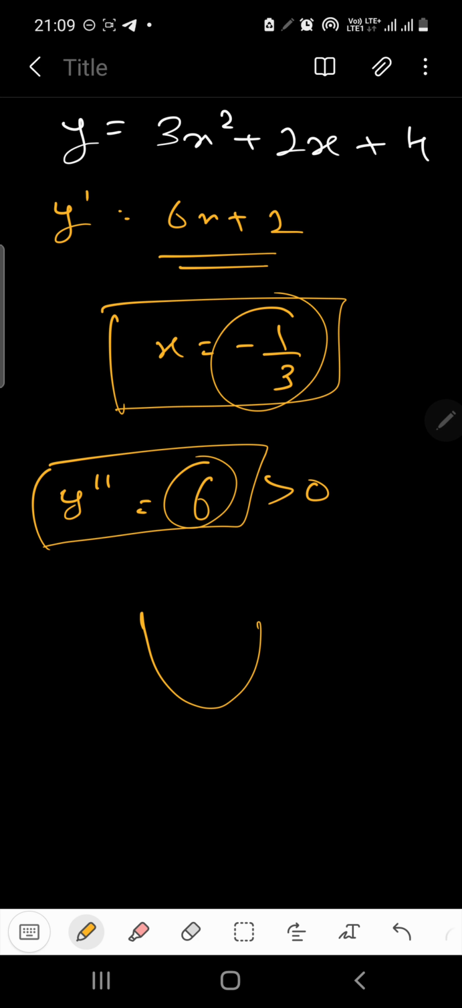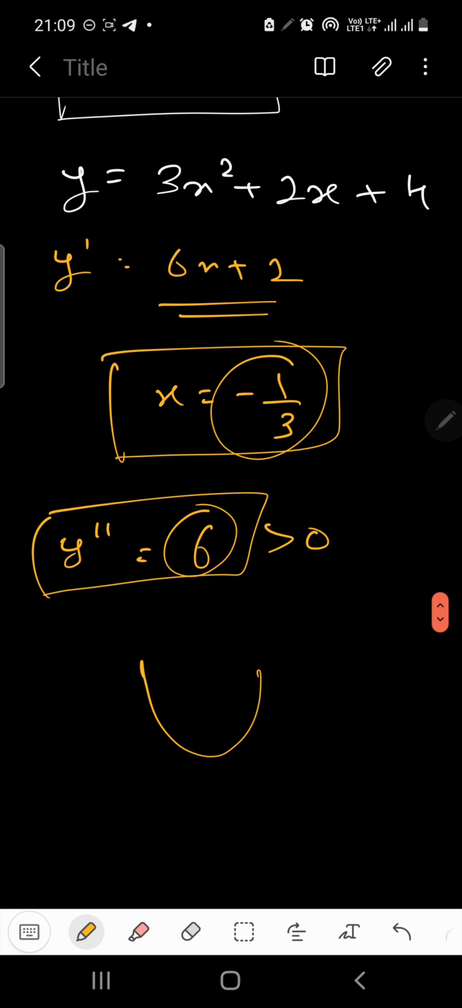So from here it is easy to understand that since at x equals 1 over 3 you have y dash equals 0, this will 100% give you a minimum point. Got it? Clear? So this is the case of maxima and minima. And the convex and concave case is also easy to understand.